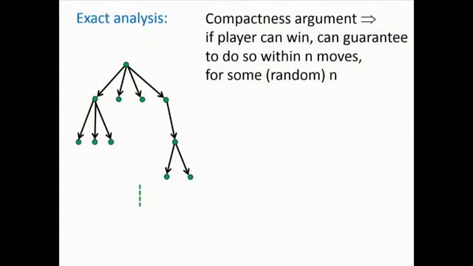Okay, so not so surprisingly, if you've thought about questions like this, one can do an exact analysis on a Galton-Watson tree. First of all, and this is true much more generally, there's a compactness argument that says if Alice can win, say, then she can guarantee to do so within some finite number of moves, and that number depends on the tree, so it's random. So somehow wins are local in some sense.